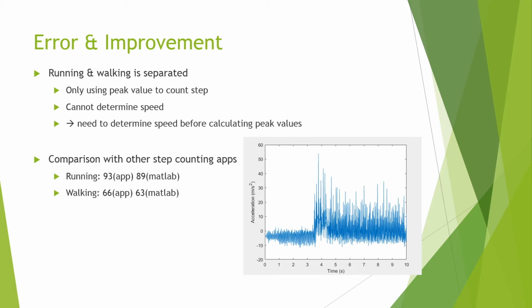And here is the data we actually get and the comparison with another app. 93 is from the other app and 89 is what we get. Here is the running step count and here is the walking state.